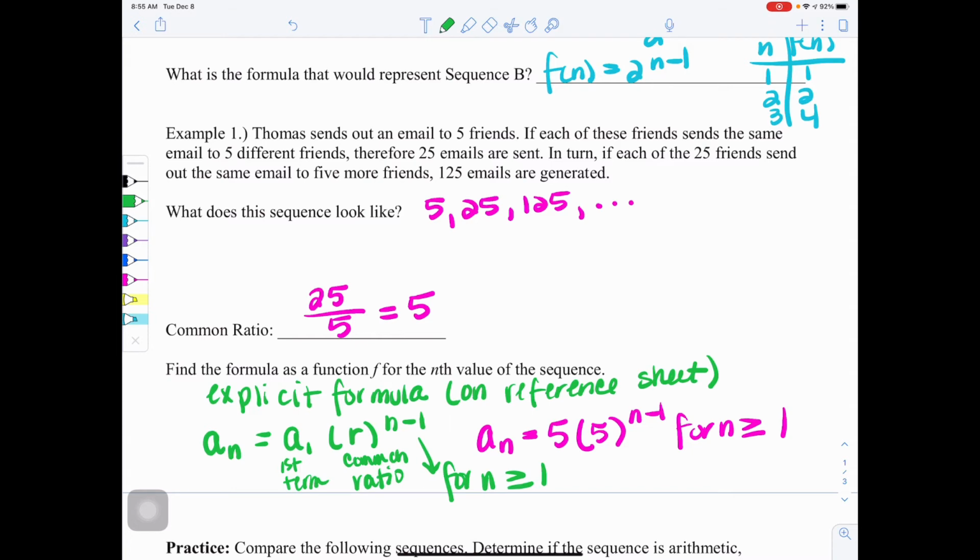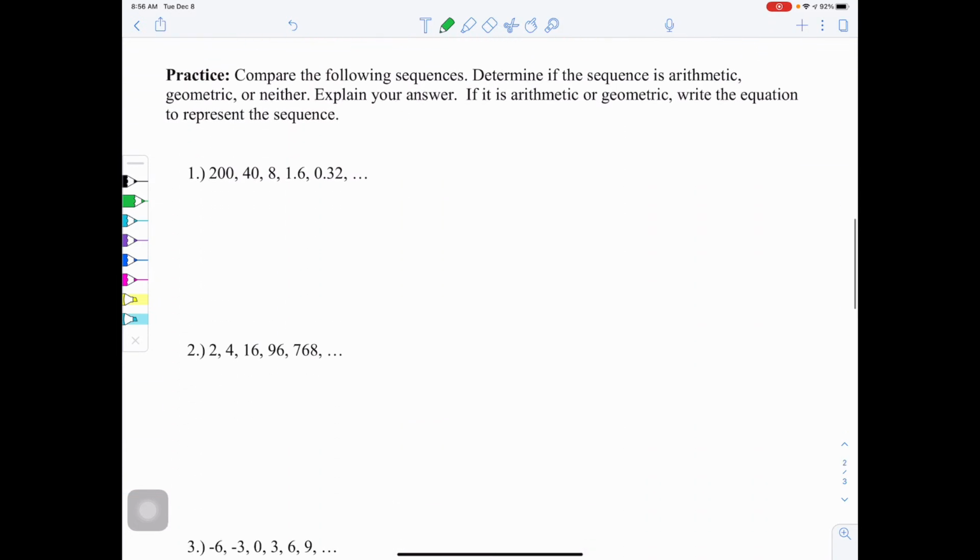So I just want to have some practice time for you. Compare the following sequences. Determine if the sequence is arithmetic, geometric, or neither. Explain your answer. If it is arithmetic or geometric, write the equation to represent the sequence. So at this time, pause the video and try the practice problems on your own. When you're ready to go over the answers with me, you can resume the video.